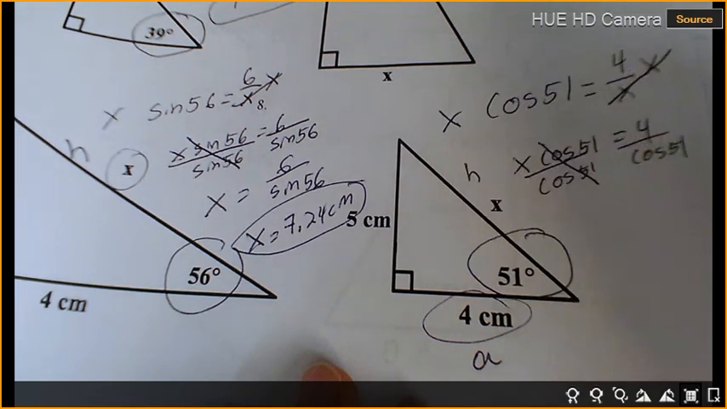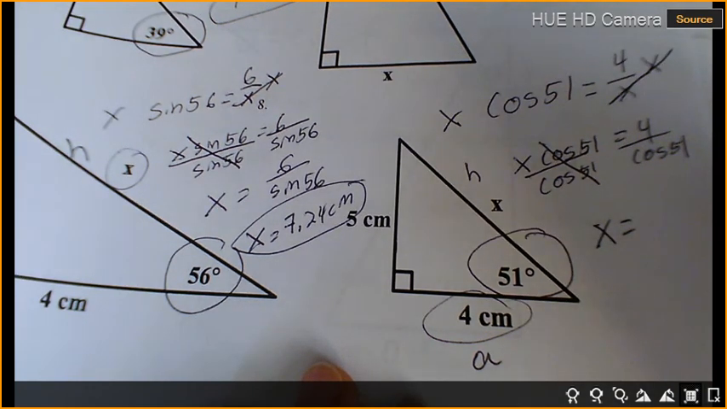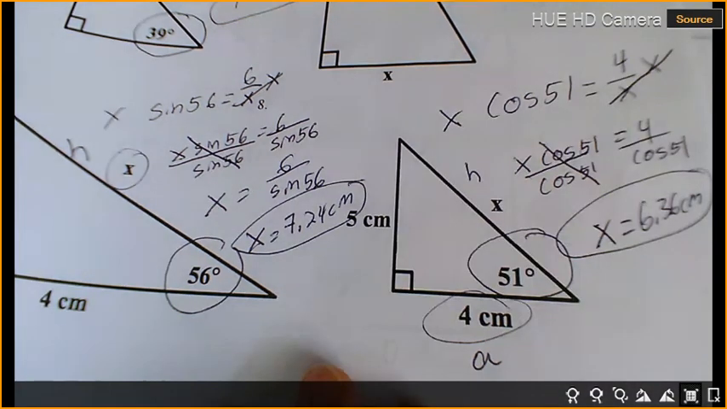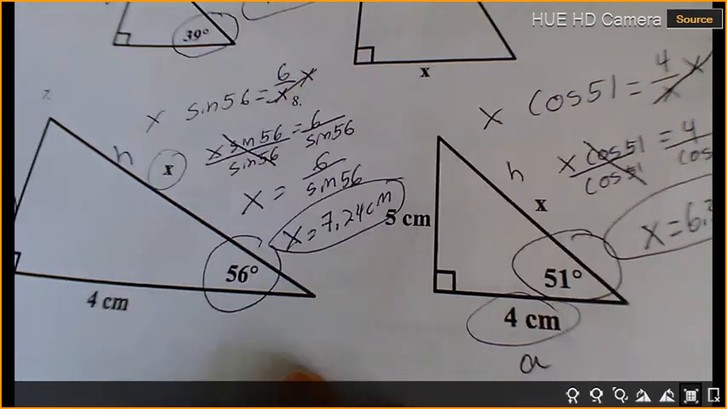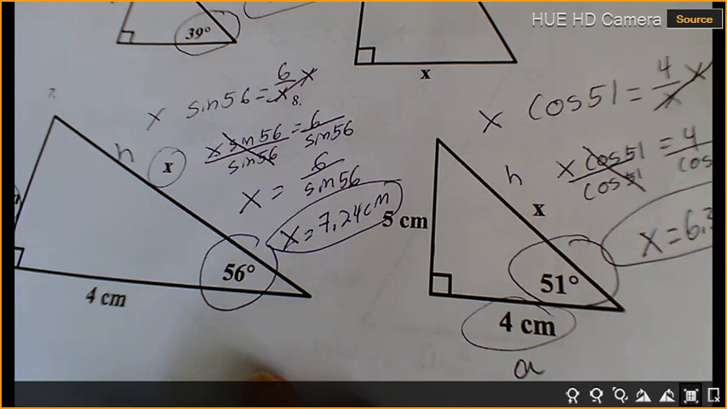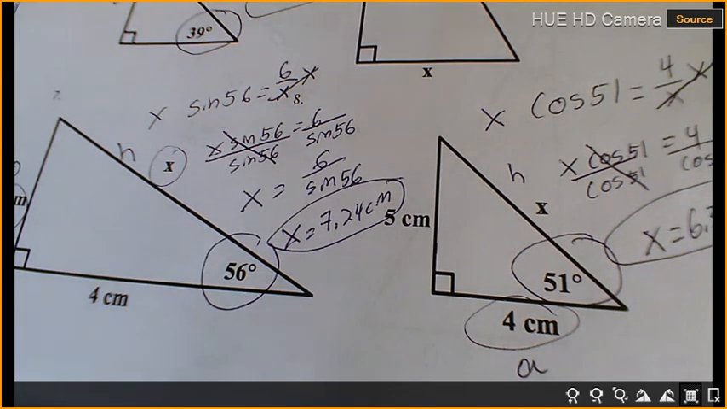Okay, so I put 4 divided by cosine 51 in my calculator, and what do I get? 6.36 centimeters. Okay, so I think that we've got a pretty good amount of examples there for sine, cosine, tangent, how to figure those guys out, even when you have x on the bottom instead of a number. So I feel pretty confident giving you guys time to work on your homework to do this.